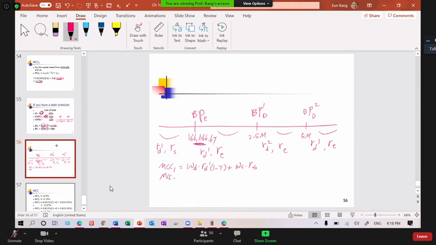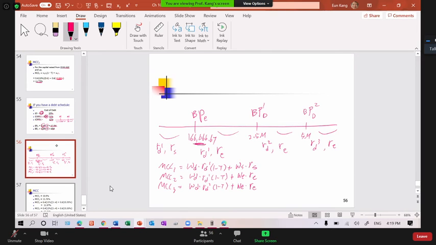And marginal cost of capital 2 is WD times still RD1, times 1 minus T, plus WE times RE. Why? Because this is the equity breakpoint, so equity changes from RS to RE. And MCC3 is WD times RD2 times 1 minus T, plus equity stays the same, because that breakpoint is for debt.